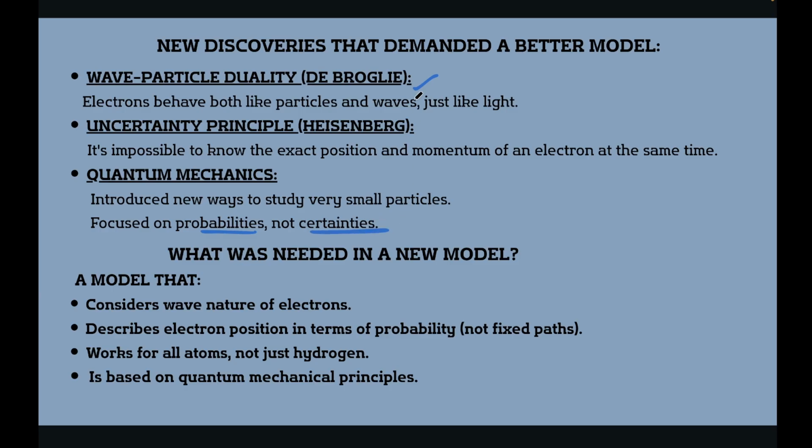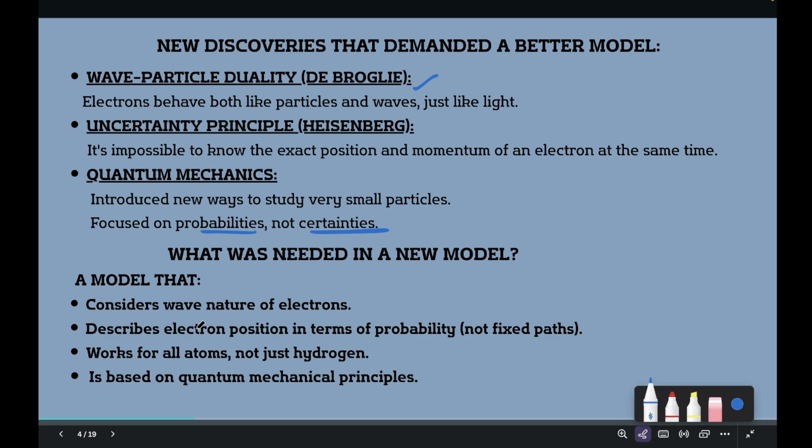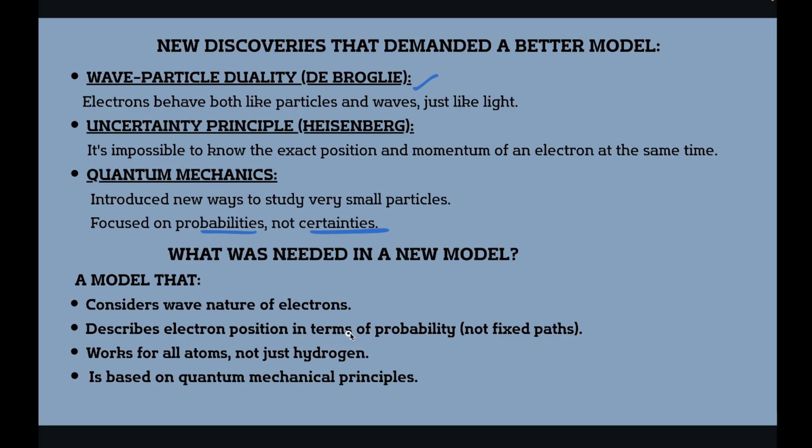And due to these new discoveries, a new model was needed, one which considers the wave nature of electrons, describes electron position in terms of probabilities, works for all atoms, not just hydrogen, and is based on quantum mechanical principles. Now, we will discuss the new discovery, wave-particle duality, the de Broglie hypothesis, which demands a better model of an atom.